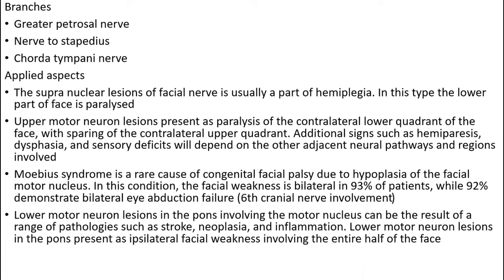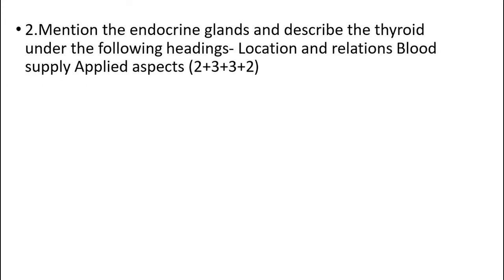Lower motor neuron lesions in the pons involving the motor nucleus can be the result of a range of pathology: stroke, neoplasia, and inflammation. Lower motor neuron lesions present as facial nerve weakness involving the entire half of the face. The second essay: mention endocrine glands, describe thyroid gland under the following headings: location, relations, blood supply, and applied aspects.